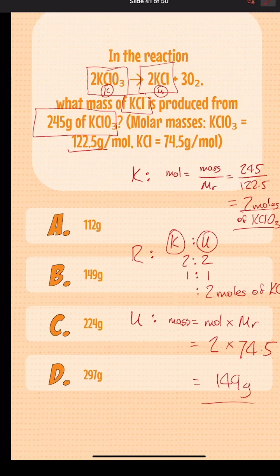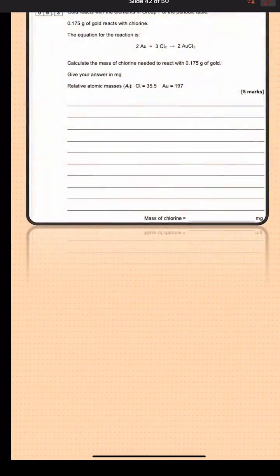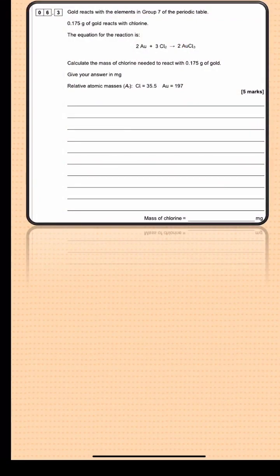Well done. Okay, let's try an actual exam question on this. Let's follow the same steps. It says 5 marks. That is a lot of marks for this. Gold reacts with the elements in group 7 of the periodic table. We've got 0.175 grams of gold reacting with chlorine.